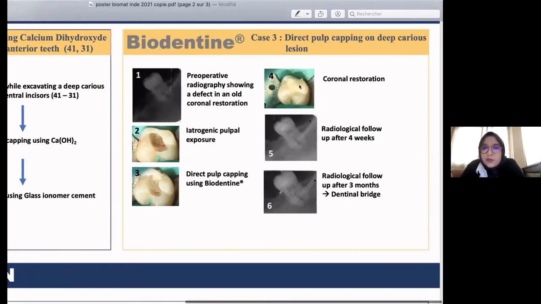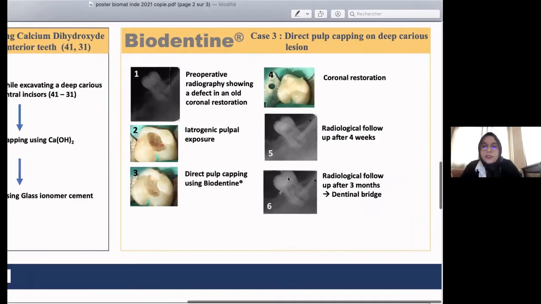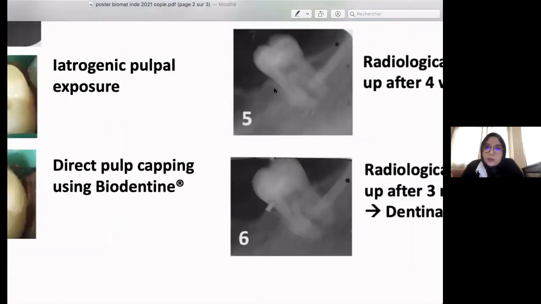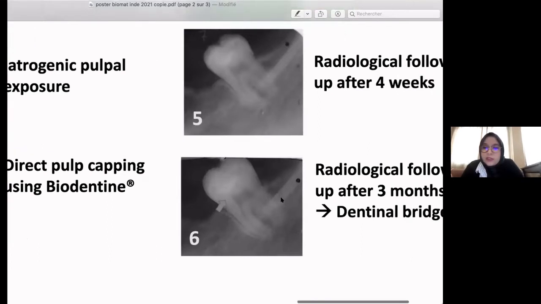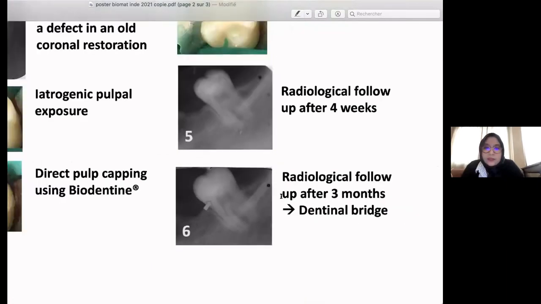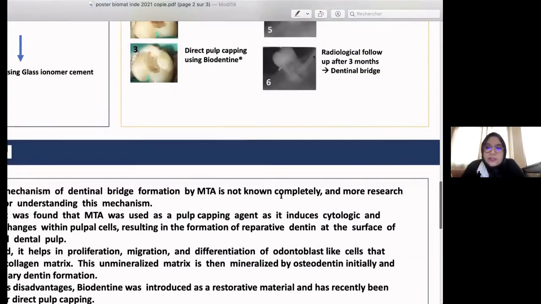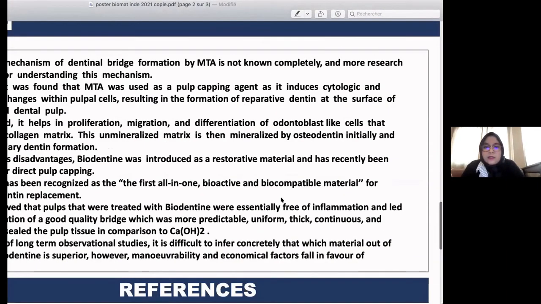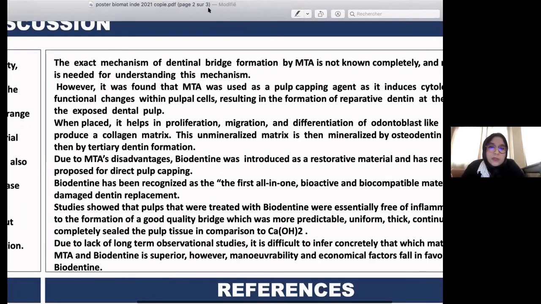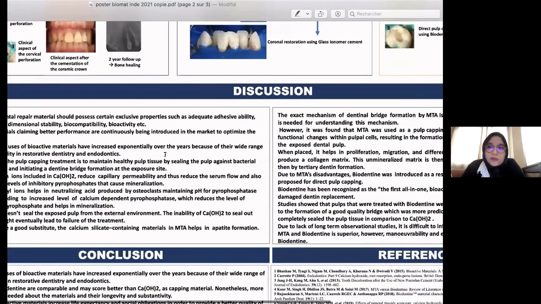Then we proceed to coronary restoration, and then we have a 3 months follow-up. If we compare both radiographs, we have in the second one the formation of a dentinal bridge. So now we will discuss the limits of the three previously described biomaterials.